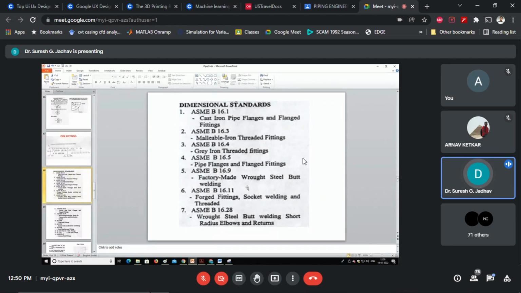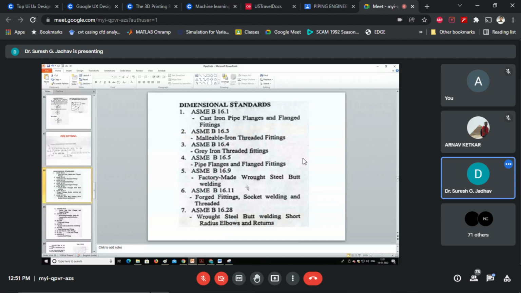Let's see all kinds of fittings; then a dimensional standard is required. From which standards we have to see the flanges and flange fittings. What kind of materials are used for a particular flange? If you consider ASME B16.1, in this standard we can see cast iron pipe flanges and flange fittings. And the next is ASME B16.3. Here we can see the malleable iron threaded fittings.